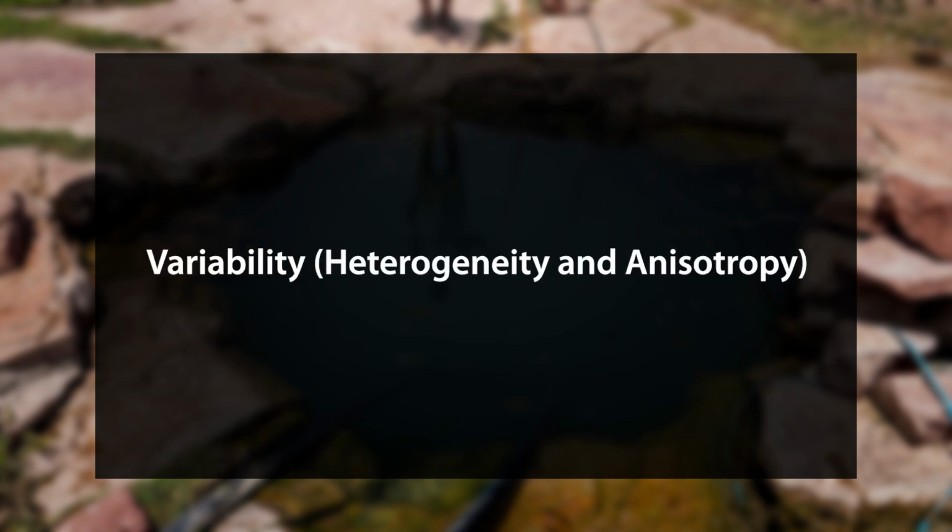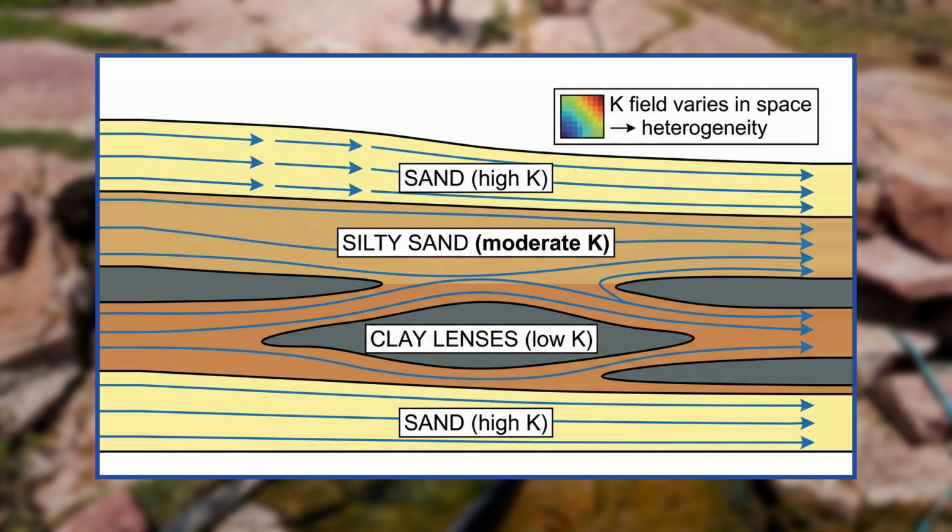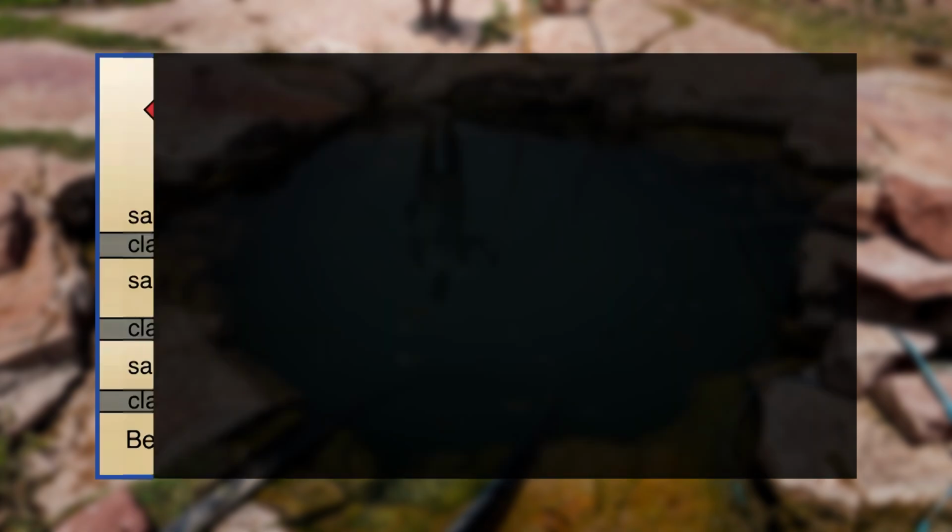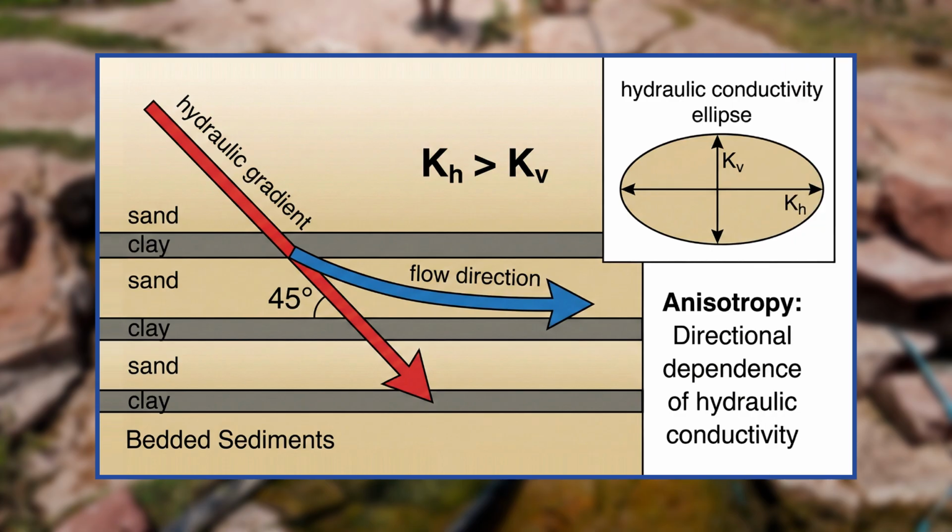Variability, or heterogeneity, and anisotropy. Heterogeneity: permeability varies from location to location within a formation. Example, layers of sand versus clay. Anisotropy: the permeability varies depending on the flow direction. For example, in sedimentary rocks, permeability is often higher when flowing parallel to bedding planes, or horizontal, than when flowing across, or vertical.